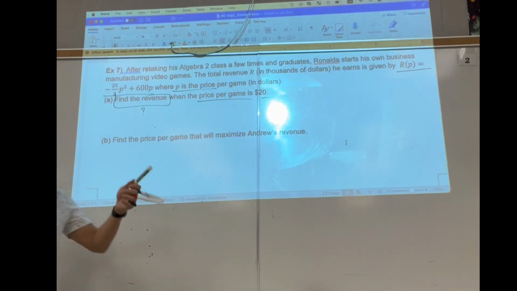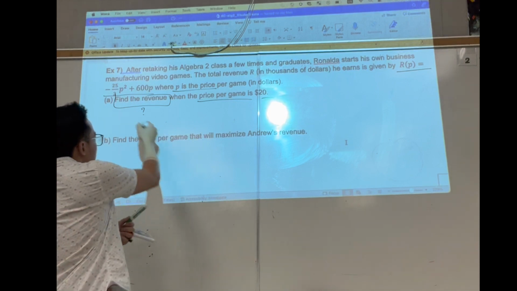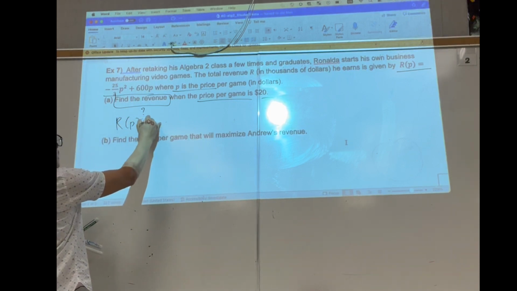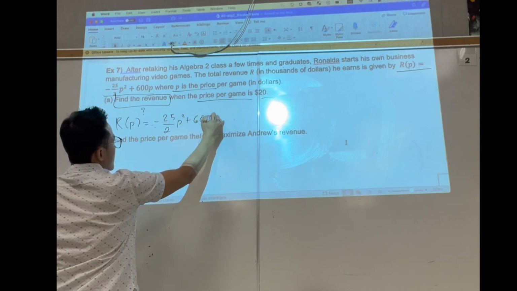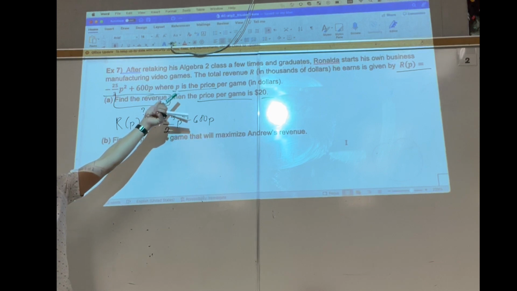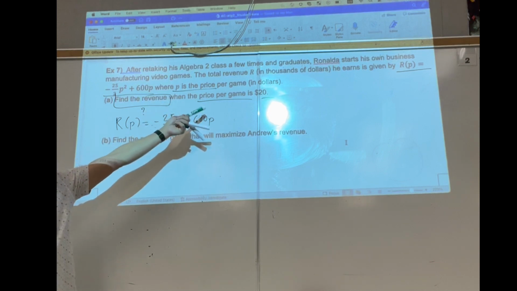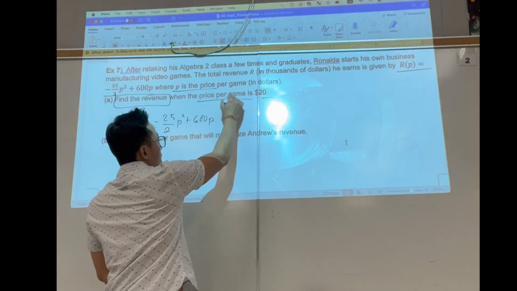Very good. Thank you, Chris. One more, Chris. Did you see that? A lot of words, but only this underline and the box is important. So I have the function, right? I have function R of p equal to negative 25 over 2 p squared plus 600p. What is p? P is the price. Now they give you p, the price per game is $20. What does it mean? So plug it in. That means p is 20, right?